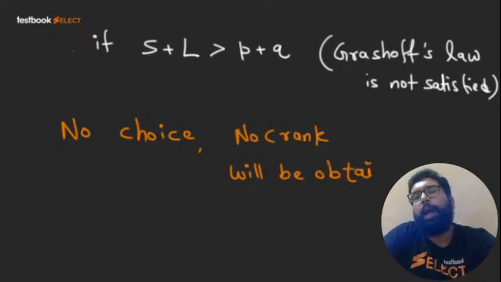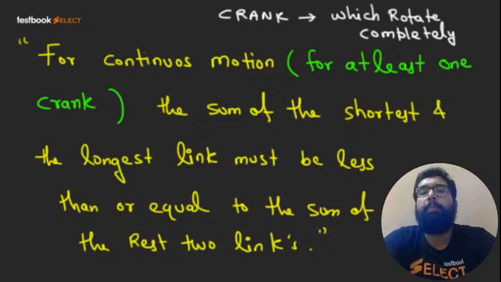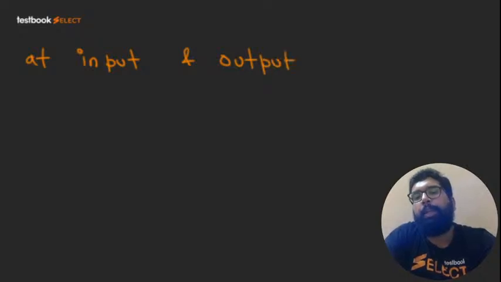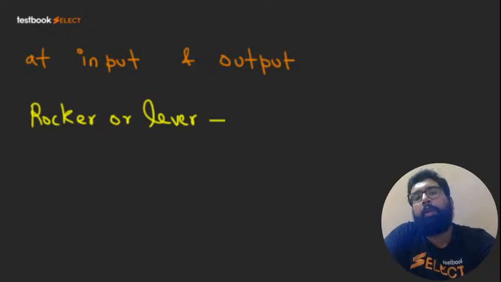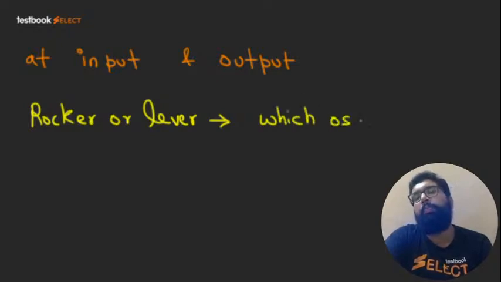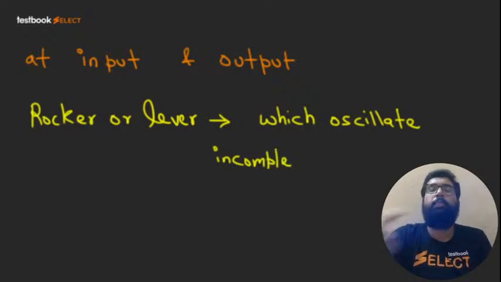Since in the four-bar chain mechanism we are not getting any crank, other than crank, what can we have? Crank is something which makes complete rotation. At input and output, if they are not cranks, they will be rocker. Agar ye crank nahi honge, to inko beta hum keh sakte hain rocker or lever, whatever we want, we can call them. A rocker or lever is something which oscillates and doesn't make a full complete rotation. Incomplete rotation means it doesn't move 360 degrees.